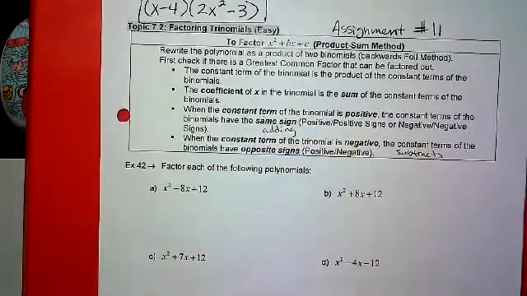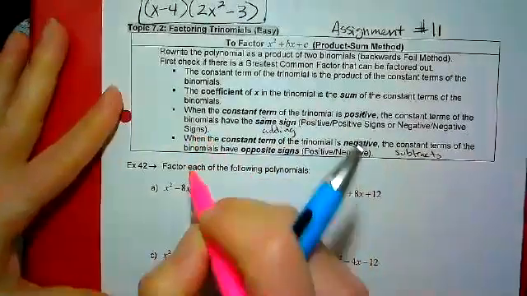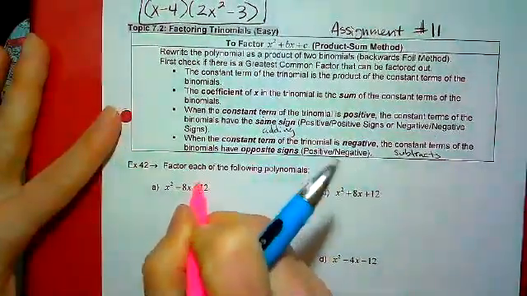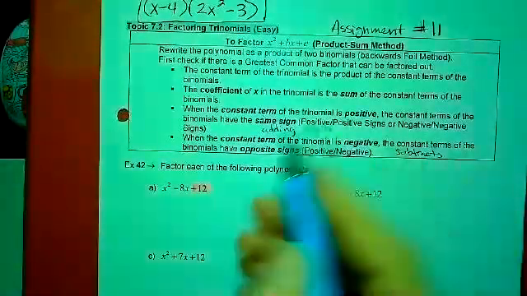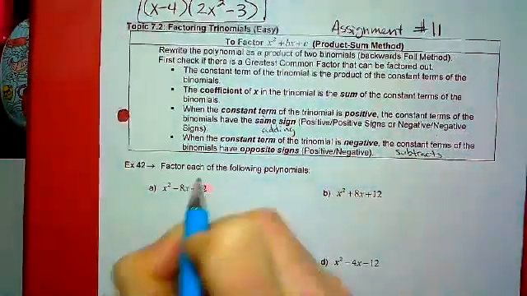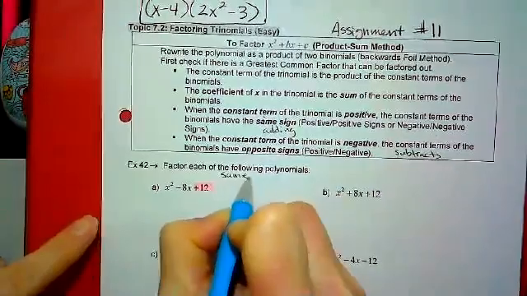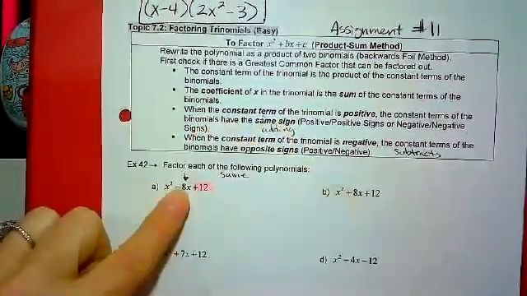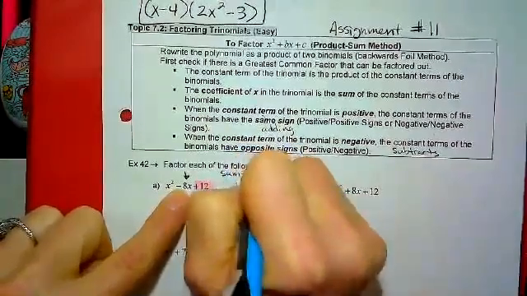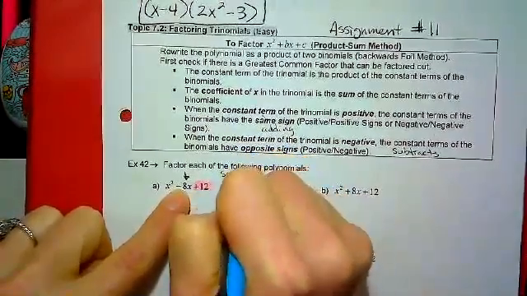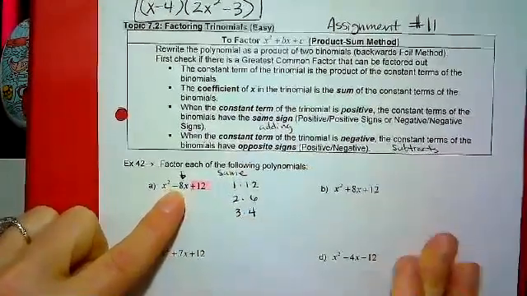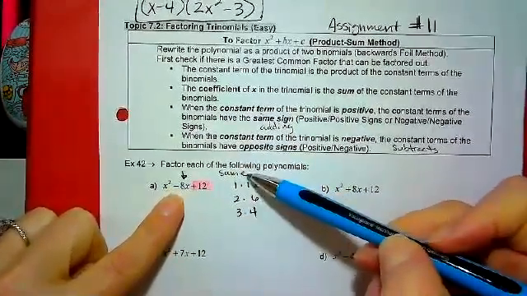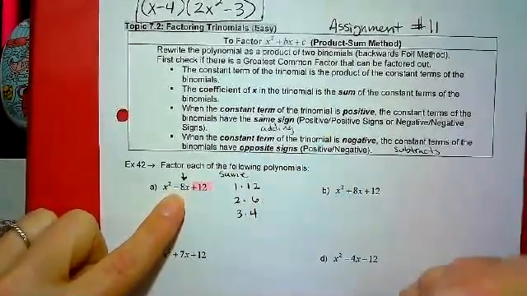So looking at example A, I will say this often: am I using same or opposite signs? Since my last term is positive, I know I'm using same signs to try to make the middle term. In this case, it's going to be a negative 8. So if I list the products of 12, 1 times 12, 2 times 6, and 3 times 4, I want to see, since I'm using same signs, do any of these pairs add up to make a negative 8?